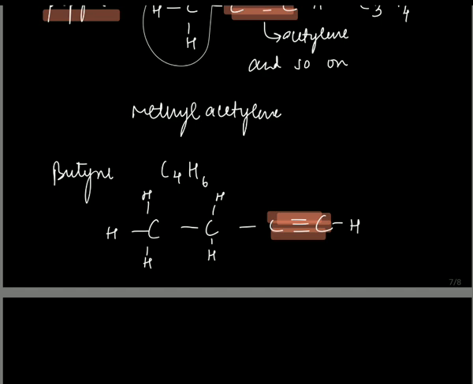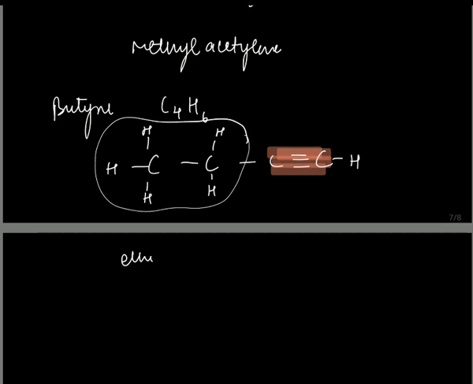So this entire group has two carbons, so we will call it an alkyl. This is ethyl. Sorry, yeah. So for this it can be called ethyl acetylene.